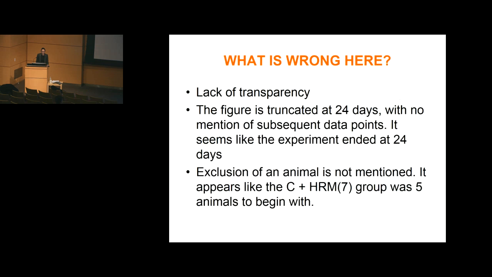And then, so there is lack of transparency because not all the steps were reported. The figure is truncated at 24 with no mention of subsequent data points. It seems like the experiment ended at that time point, and the exclusion of an animal is not mentioned. It appears like this group was five animals to begin with.